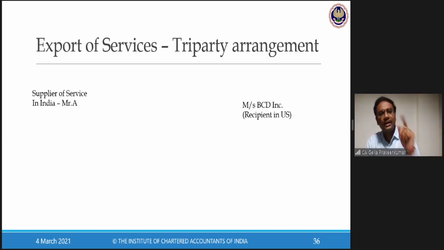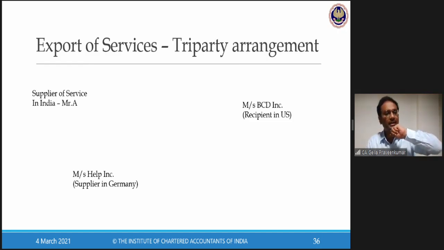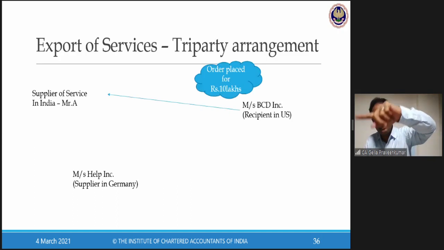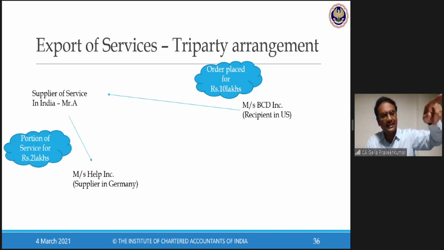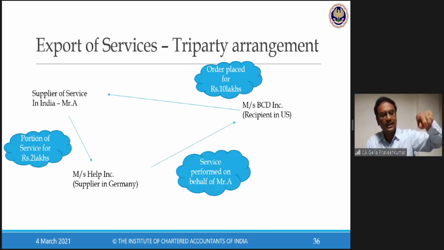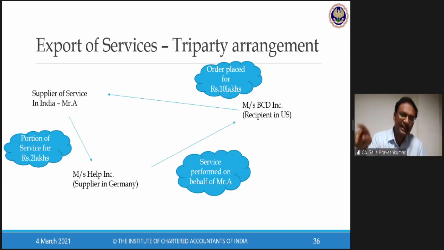What if there is an export of service in a tri-party arrangement? Say there is a supplier who's in India and a recipient in the US. Now, this recipient in the US needs a service where I need to depend on another person in Germany. Now, this recipient places a supply order on Mr. A for 10 lakhs. A says to Mr. L that please render the services to this US entity for a sum of rupees 2 lakh. Now, the question is, instead of the US client paying 10 lakhs to the Indian person, can 2 lakhs be paid directly from the US to Germany? The answer is a big yes.